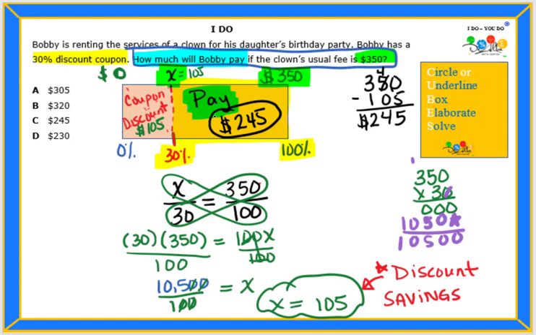So once again, let's take a look. 105 is the discount. 245 is how much he still has to pay. Remember, we put those together, it should equal 350. So 1 plus 2 is 300, and 45 plus 5 is 50. So that makes sense. So how much will Bobby pay? He will pay $245, which is 30% less in percentage, but $105 less in dollar amount. And so he is paying 70% of the price, which is $245.